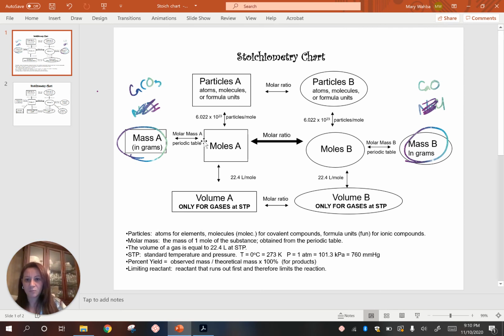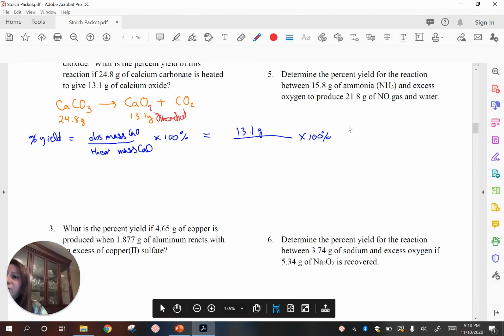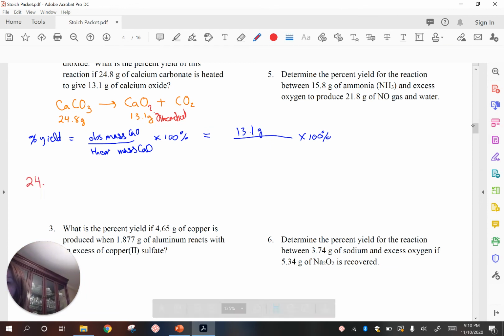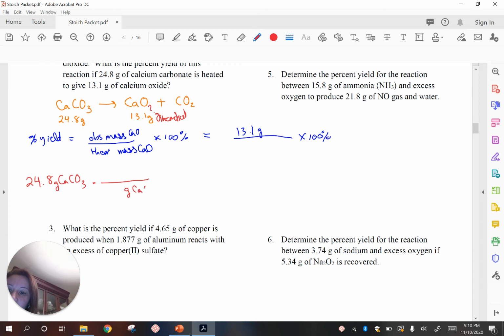First, I'm going to go from mass of calcium carbonate to moles of calcium carbonate, then to moles of the calcium oxide, and then to grams of the calcium oxide. So let's do that together. So I'm going to write down the grams of my reactant. And I'm going to first go to moles of that. So grams of calcium carbonate on the bottom, moles of calcium carbonate on top. To go from grams to moles, you use your molar mass. So 1 goes with the moles, and then you add up a calcium, a carbon, and 3 oxygens. This ends up being 100.1 grams. Grams cancel.